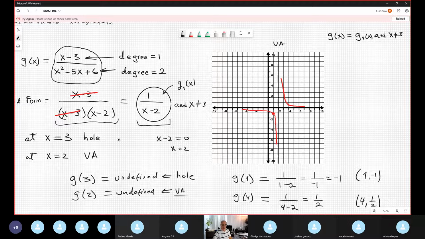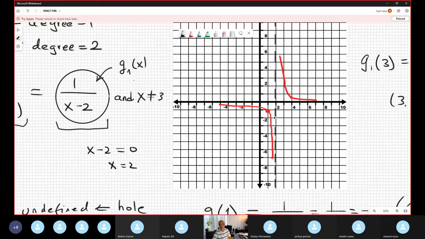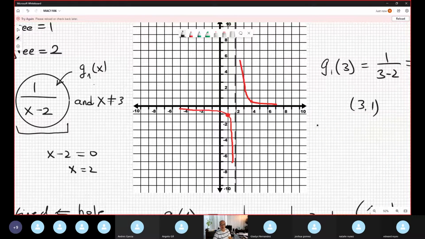I want to evaluate in 3. So what happens when you evaluate g1 in 3? g1 in 3 is 1 over 3 minus 2. And 3 minus 2 is 1, and 1 over 1 is 1, and the point is 3 comma 1. So this is useful to understand the position of the hole. This is 3, 3, 3, what? 3, 1. No, not good. My graph is not good. Let me erase that graph. 3, 1 is here, 3, 1.